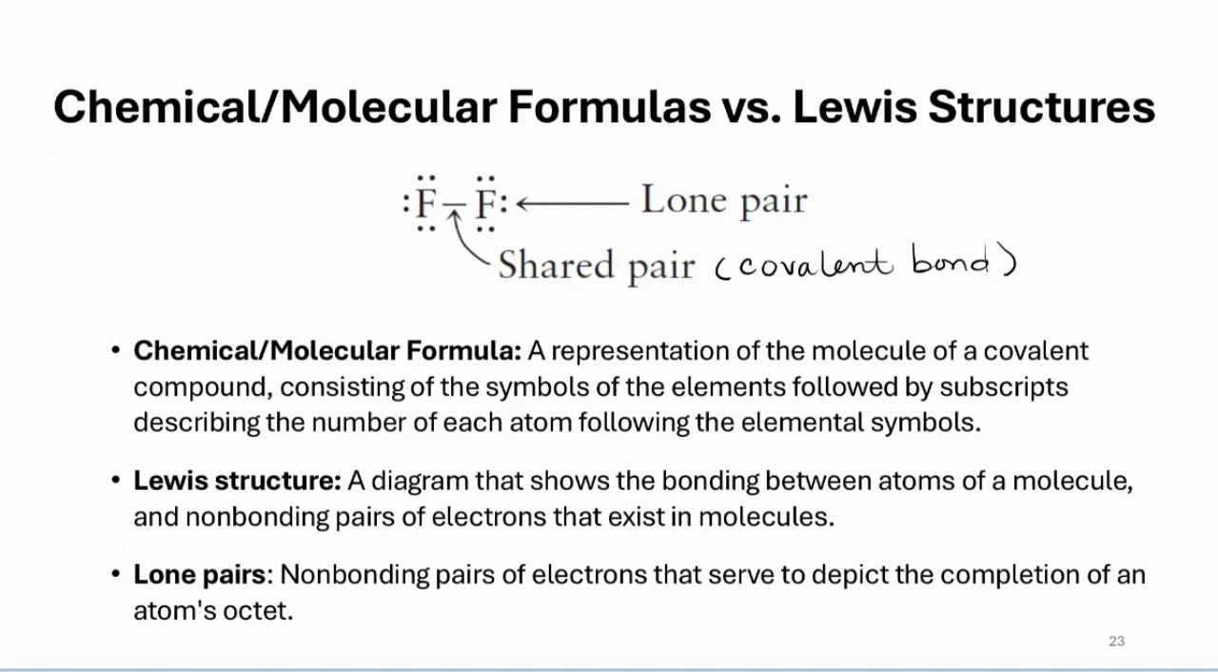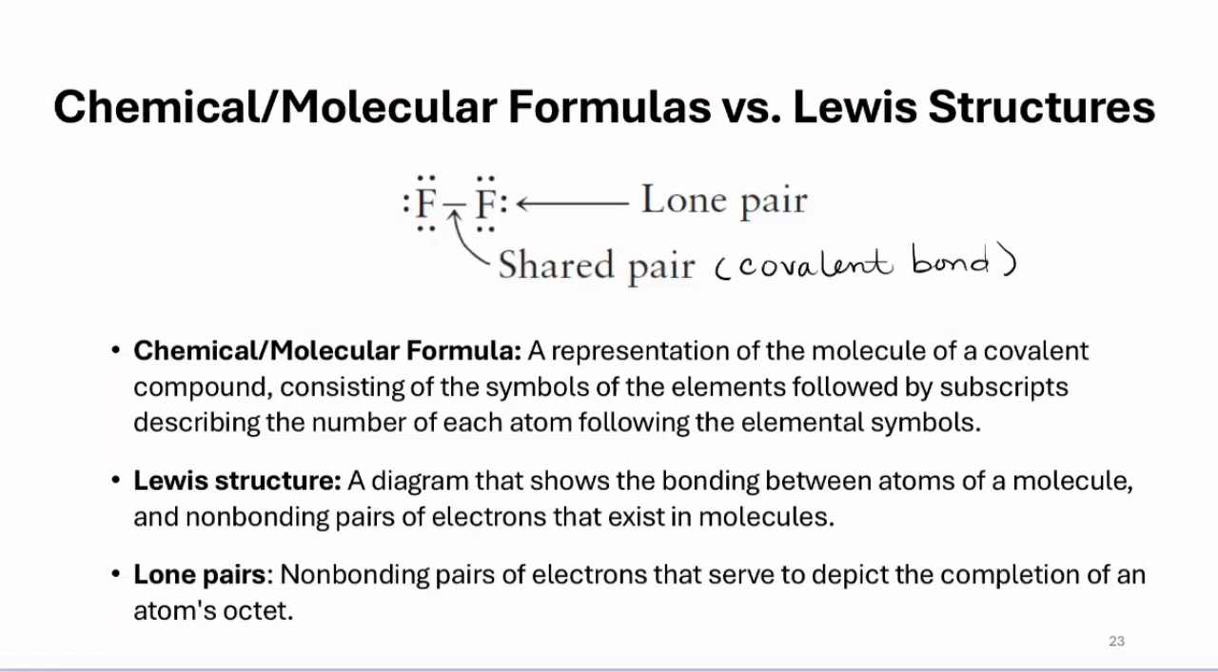To remind you, a chemical formula is a representation of the molecule, specifically because we're focusing on covalent bonds in covalent compounds, which illustrates by the use of subscripts the number of each atom that is present for the elements in that compound. A Lewis structure is specifically a diagram that shows the bonding between atoms in a molecule and the non-bonding pairs of electrons that exist in the compound.